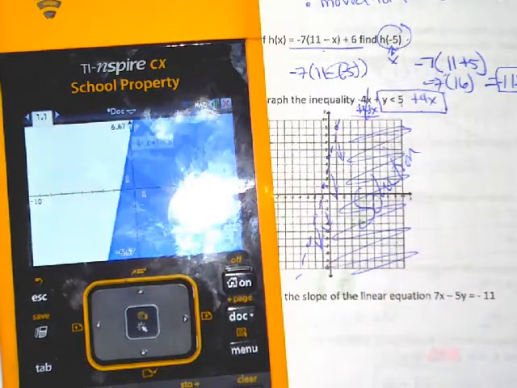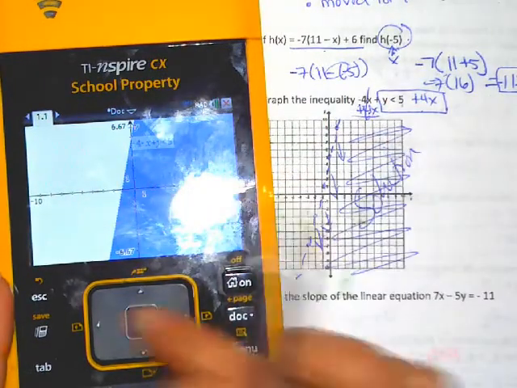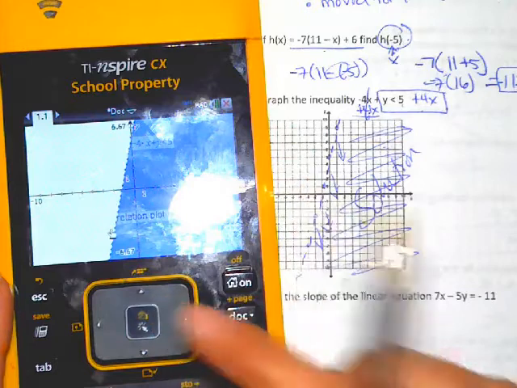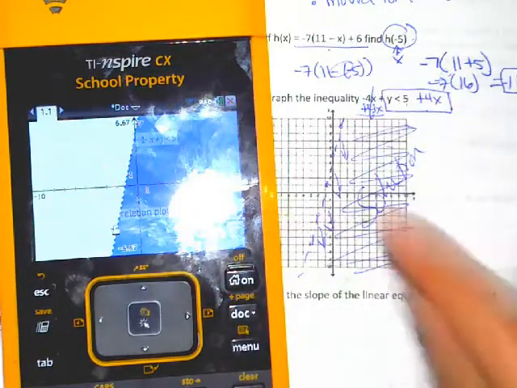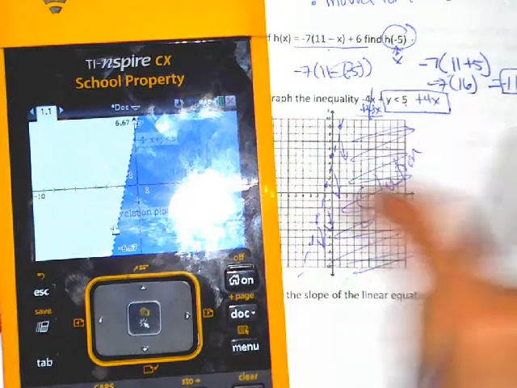Enter. And you see, if you look closely or you put your cursor on top of the line, you can see that it is a dashed line or dotted line. And then we're obviously shading below. Remember that the solutions are anything that's in the shaded area.